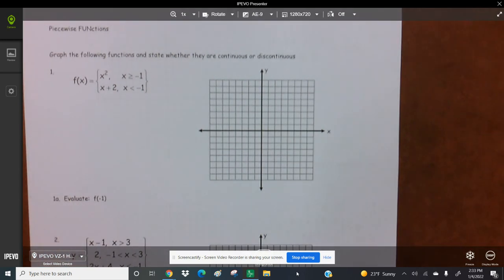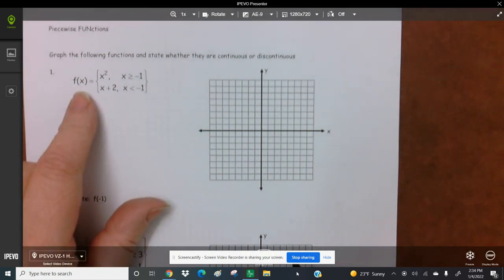All right, so the next section we're going to talk about is this thing called piecewise functions. Piecewise functions are nothing more than kind of graphing two graphs on one graph. So let's take a look at this very first one.